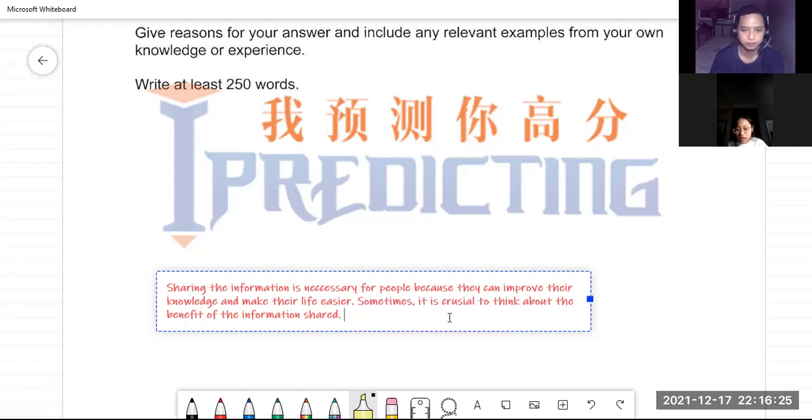Yes, because sometimes it is crucial to think about the benefits of the information shared, because sometimes that information may be too important or valuable that people cannot know. Shouldn't know. Okay, sometimes it is crucial to think about the benefit of the information shared. Because what? Because it can be very important or too valuable that people shouldn't know about it.